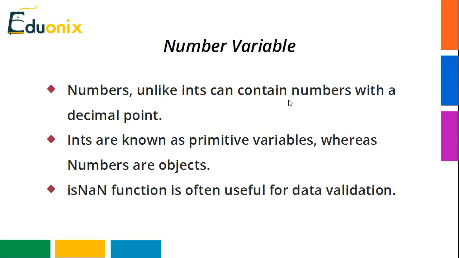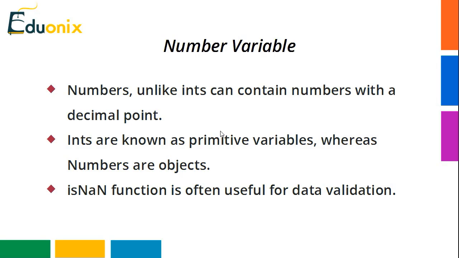Numbers, unlike ints, contain numbers with a decimal point. Ints only contain whole numbers. And I just mentioned Booleans are objects. Numbers are also objects. Most variable types you'll come across in ActionScript are objects. Like I mentioned, they have a capital first letter, unlike an int, which has a small first letter, although in this case, because it's at the start of the sentence, it has a capital, but usually you'll see it just with a small i. Ints are known as primitive variables.